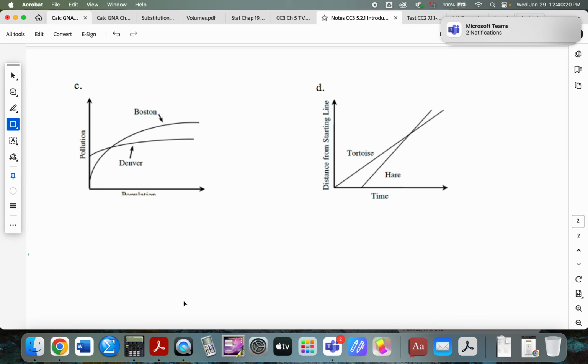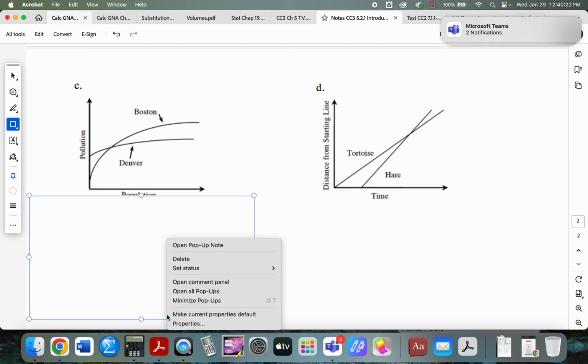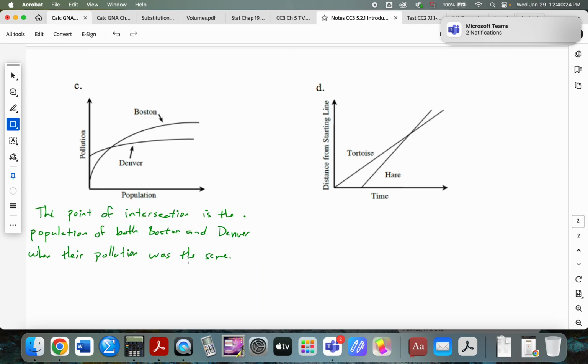I wrote it a little bit differently. I'll show you what I wrote. I wrote the point of intersection is the population of both Denver and Boston when their pollution was the same. But yeah, their population was the same at the same point that their pollution was the same. Good. Okay, so make sure you have both of those in there, all right?